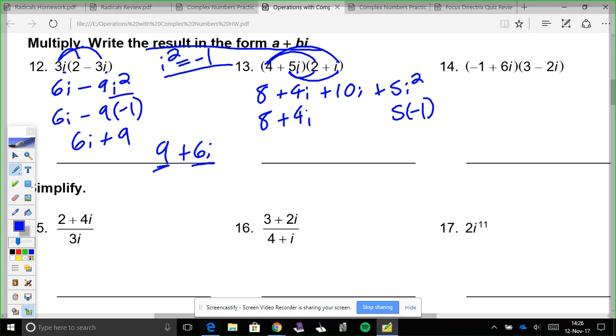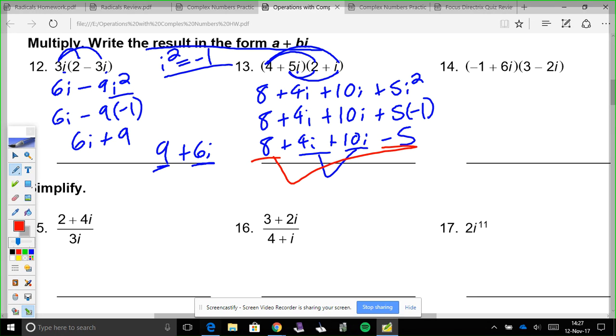So let's just bring everything down for the meantime. And then I can multiply 5 times negative 1, which is going to make a negative 5, of course. So I'll have 8 plus 4i plus 10i minus 5. And combine your like terms. You probably could have combined these earlier, but you can certainly combine those terms together. And you can also combine the 8 with your minus 5 as well now. Okay? And number 14 is the same thing. You'll just distribute and make sure you convert your i squared to negative 1, and then combine your like terms.